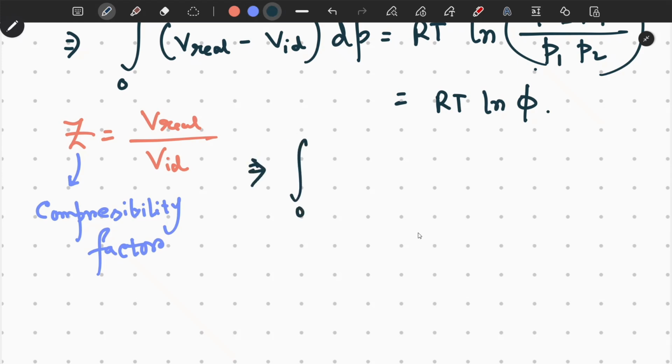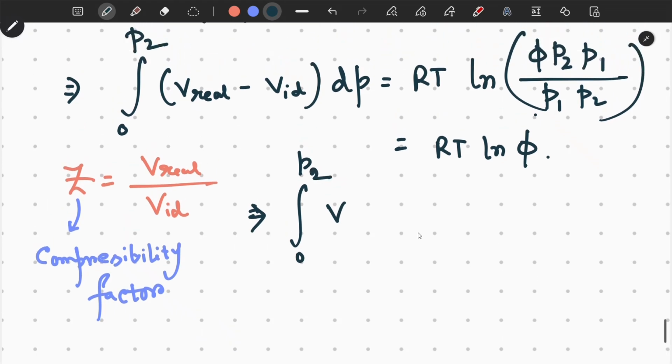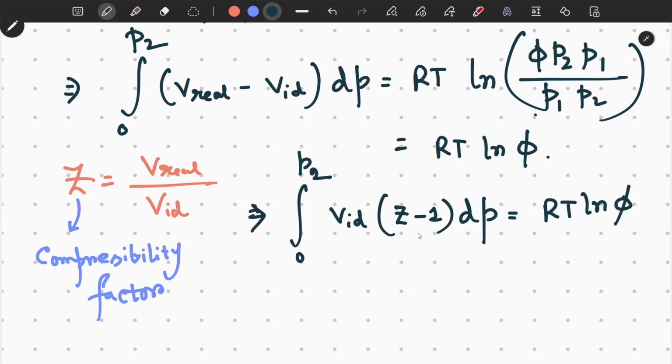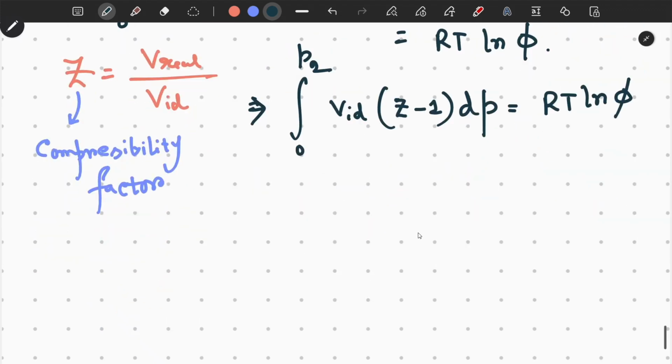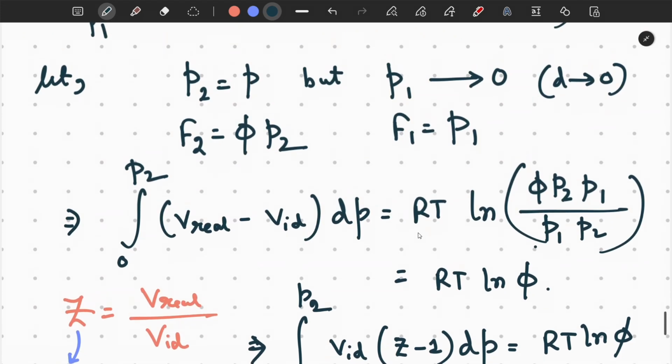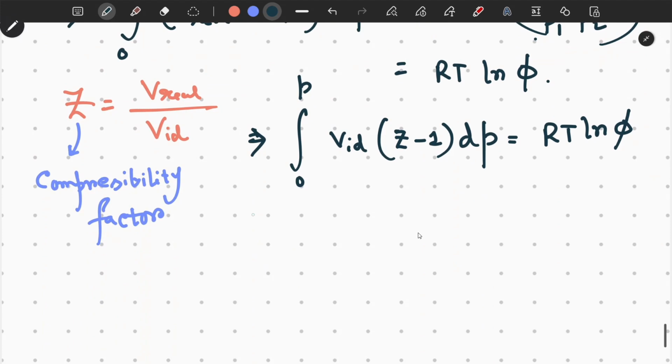So then it will be from 0 to P of V real minus V ideal. V real can be written as Z times V ideal. So taking V ideal common, it is V ideal times Z minus 1, dP. And you see P2 was considered as P, so P is a dummy variable.